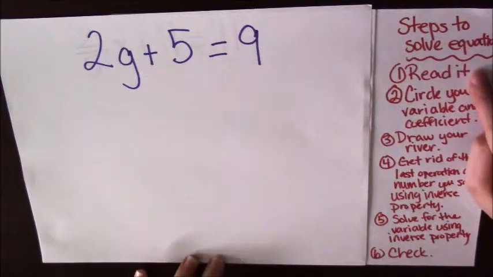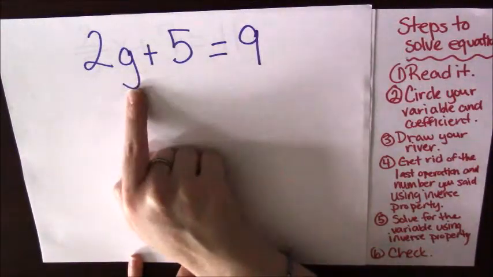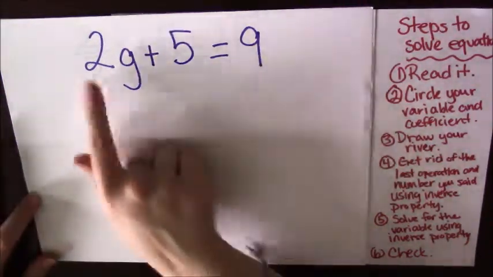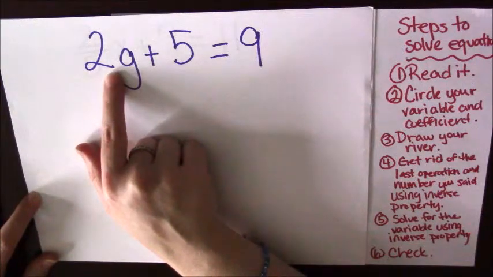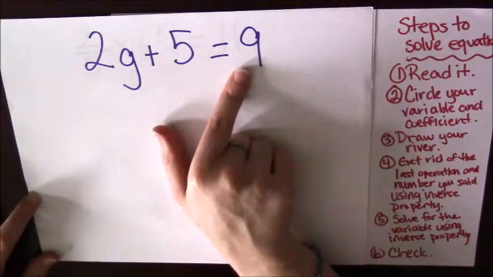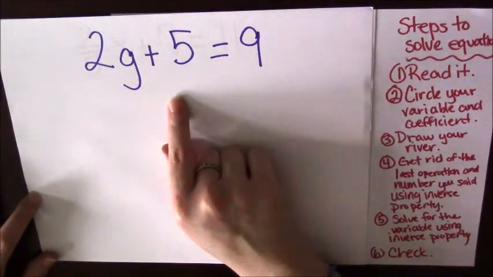Step 1 says read it. So we need to read our equation. It says 2 times g plus 5 equals 9. Remember, this is not 2g. You have an operation here that's invisible. It's 2 times g plus 5 equals 9. You need to read it so that you know what's going on and what you have to do.